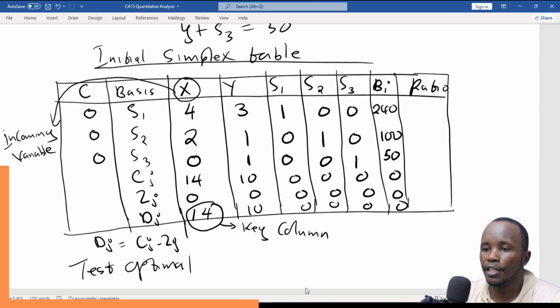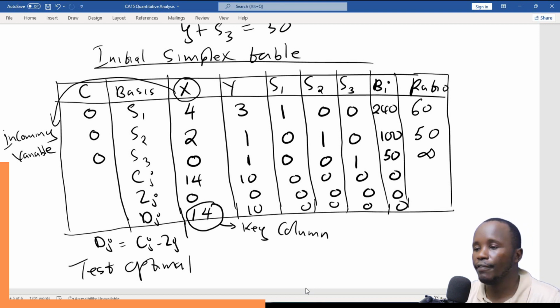Here, what is 240 divided by 4? I get this is 60. 100 divided by 2, I get this is 50. 50 divided by 0 is infinite. Any number divided by 0 is infinite. Very big, you can't know the answer. So I pick the minimum value here. And once I pick this minimum value, it's going to give me the key row.